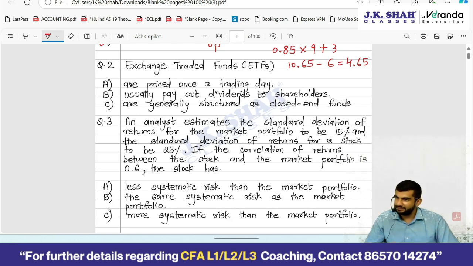So you will get the dividends. Nippon won't keep the dividends with itself, of course. You are the ones who will be able to enjoy the dividends. Any issue? See, I think I am getting where your confusion is coming from. You are saying how can B be the answer? Usually pay dividends to shareholders. Are you thinking that dividends are not compulsory? They are optional. That is why.